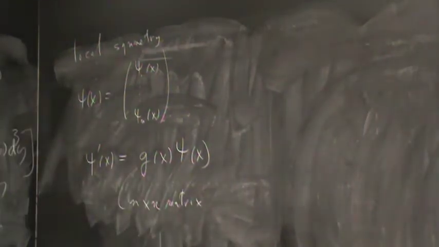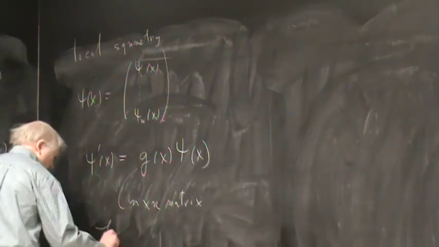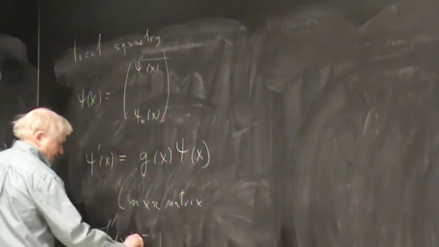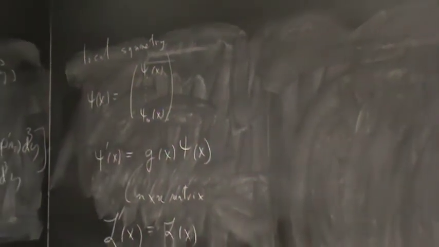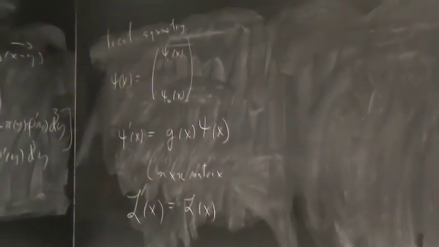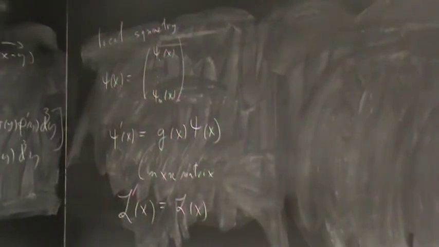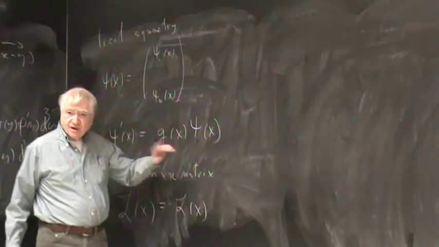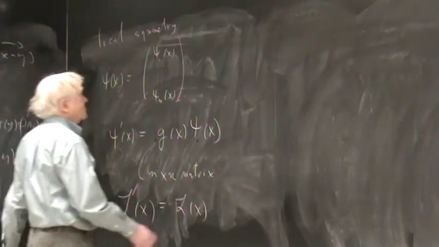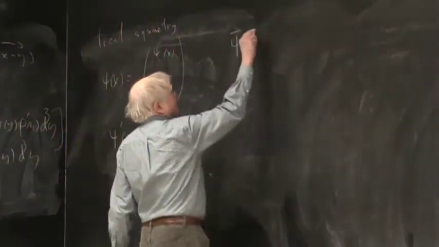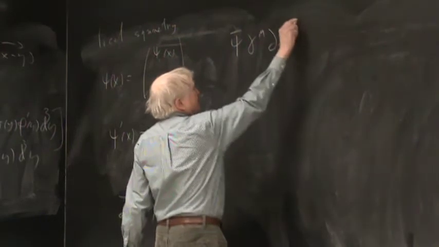And so what you want is the action density, also called the Lagrange density, to be invariant under the symmetry transformation. And the problem that you encounter is that the action density has derivatives in it. And so the derivatives are going to act on the G as well as on the psi. And that causes problems. In other words, in the case of a Dirac field, you have psi bar gamma mu d mu psi.